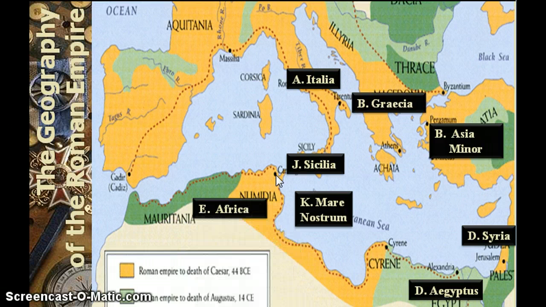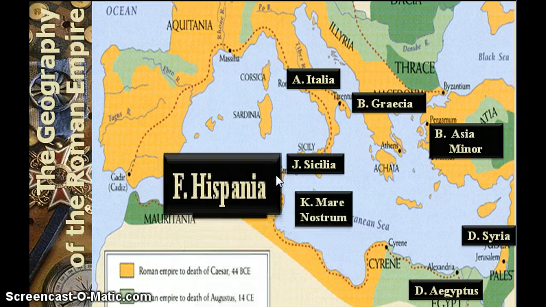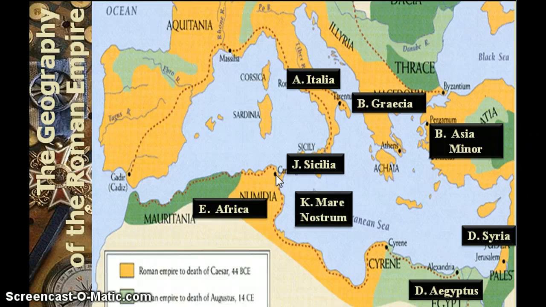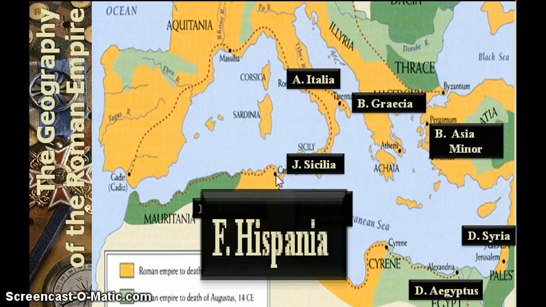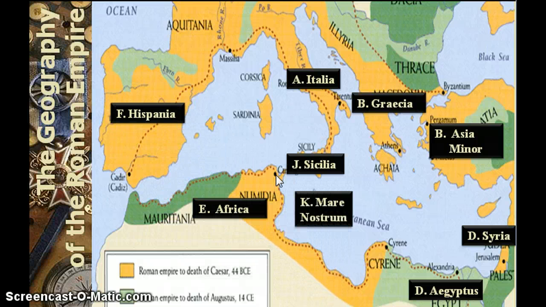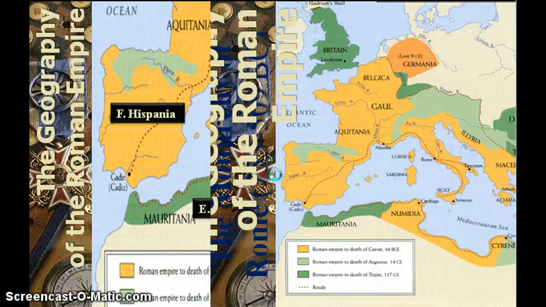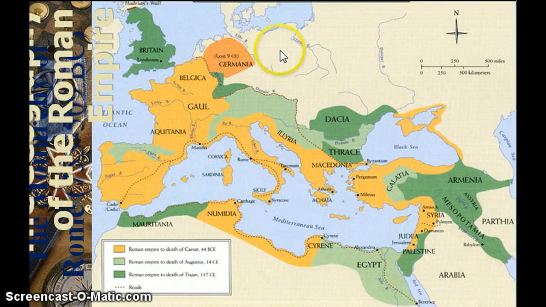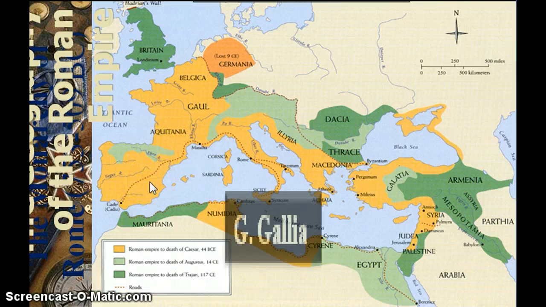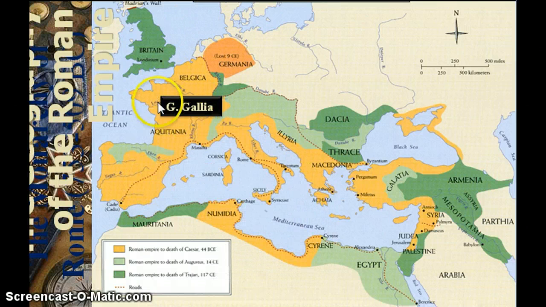Then to the north we have Spain, or Hispania, divided into two provinces, nearer Spain and farther Spain. But for this stage, you can just worry about Hispania. Of course, in looking at the wider view, now we go to Gallia or Gaul. Gallia is modern-day France, an area conquered by Julius Caesar in just a few short years.